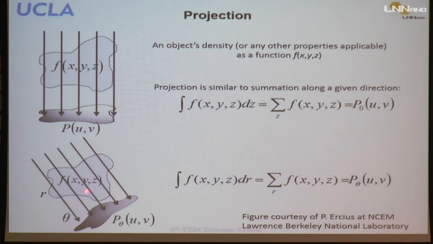And at angle theta, we can get theta angle projection like this, so just summing this function F along this direction. And you get 2D projections. So we have two coordinates U and V, and this is 2D. And this F is a three-dimensional object. Same thing here. The 2D projection can be obtained from F depending on the angle.